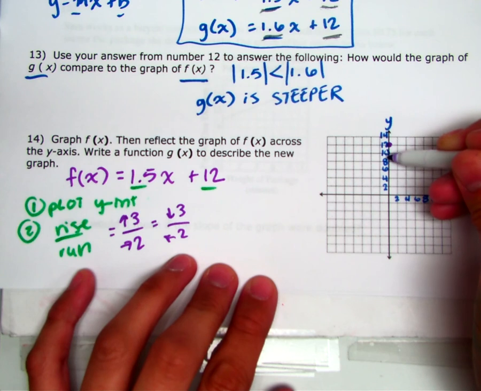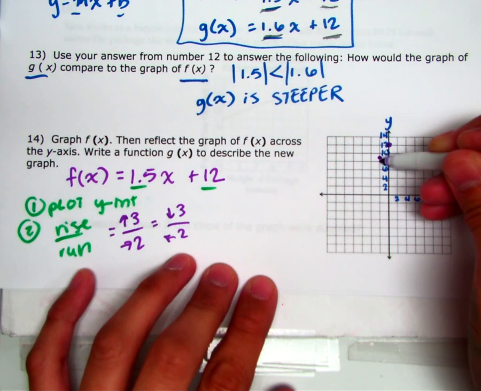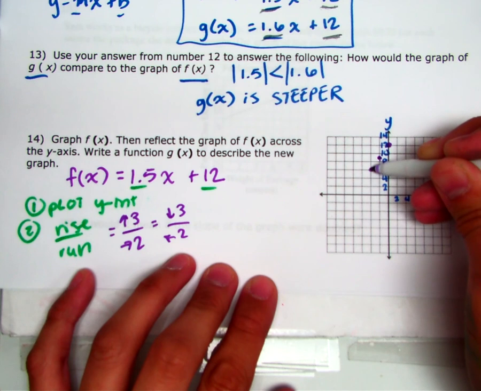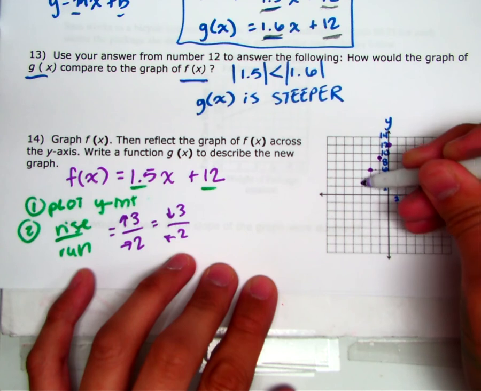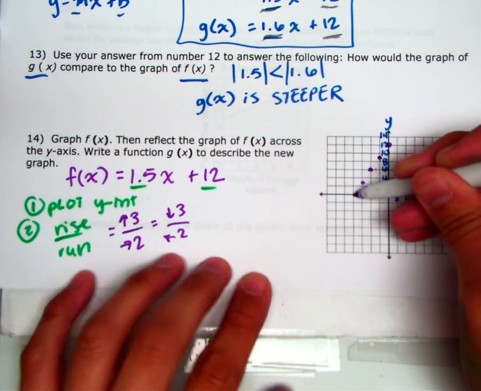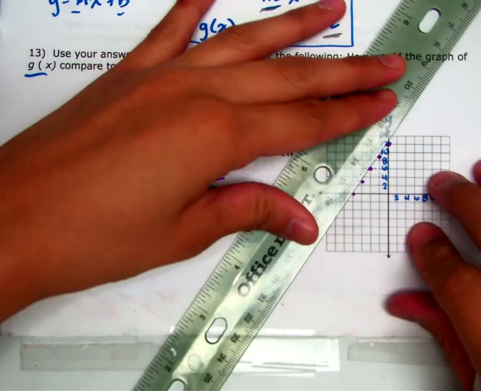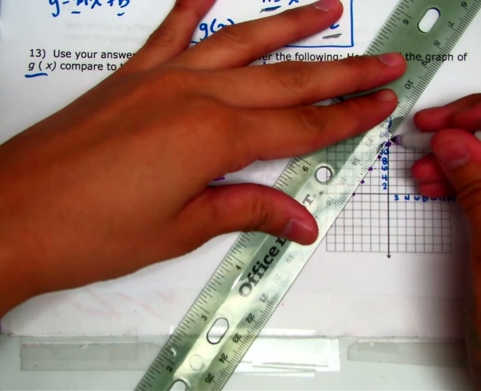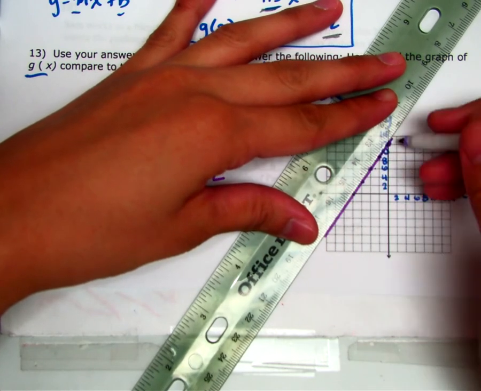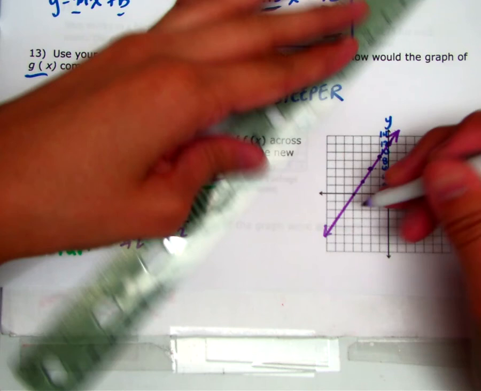1, 2. Keeping in mind my scale. I'm going to do it again. Down 3 units, 1, 2, 3, and then to the left 2. 1, 2. Down 3 units, to the left 2. And really, if you have 2 points, you can form a line. Ta-da! This is f of x.